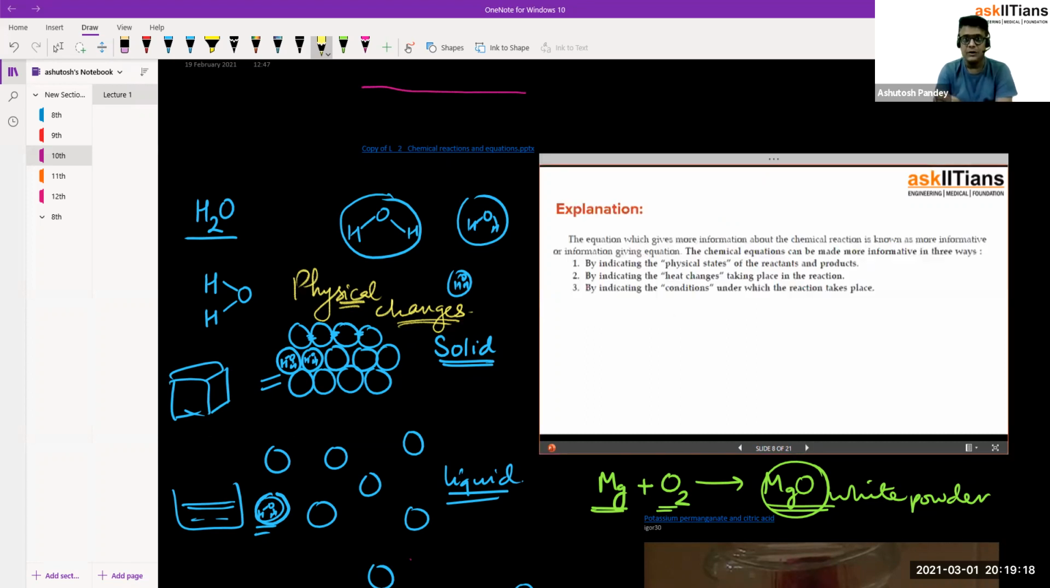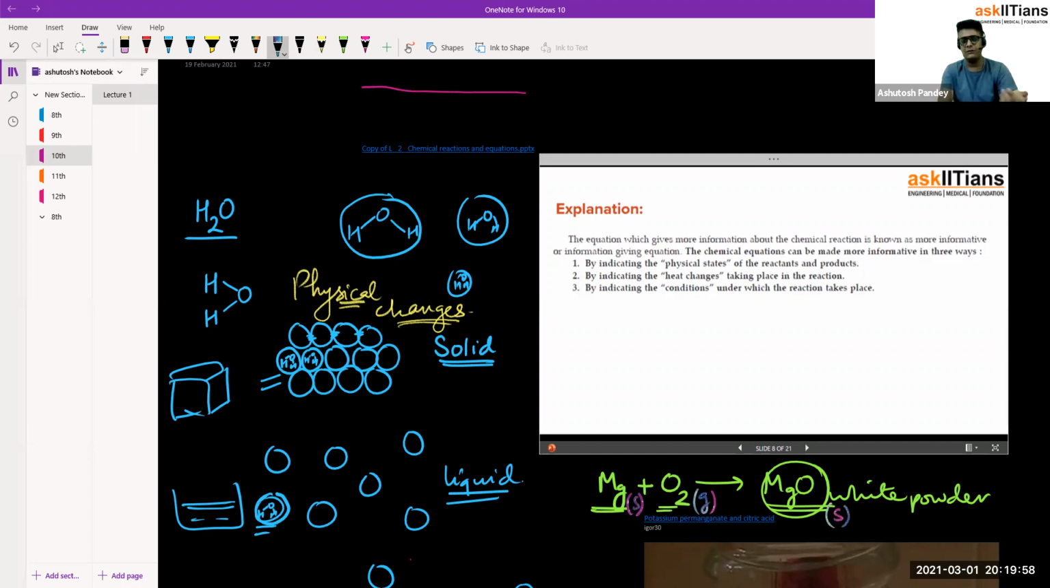Let's see. The equation which gives more information about the chemical reaction is known as an informative equation. The chemical equation can be made more informative in three ways. Three things we can write while writing the chemical equation for any chemical reaction. First, by indicating the physical states of reactants and products, like here. We took Mg as solid, so we write S here. Then O2 was gas, so we write gas here. And MgO we are getting as a solid, a white powder.